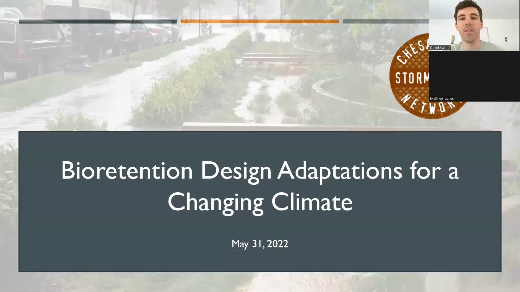This is on bioretention design adaptations for a changing climate.